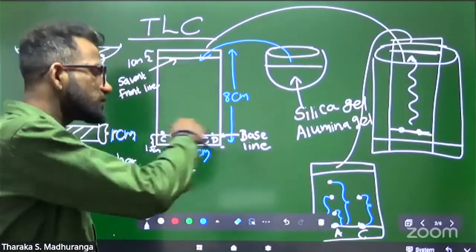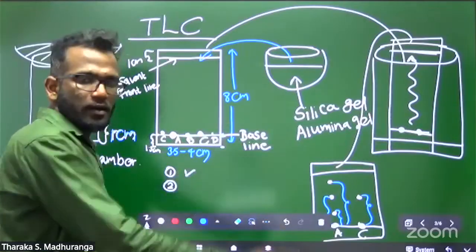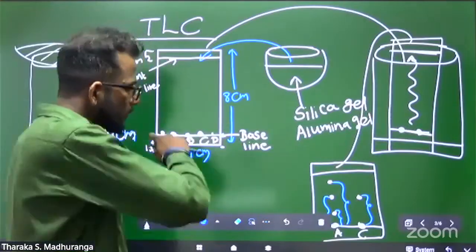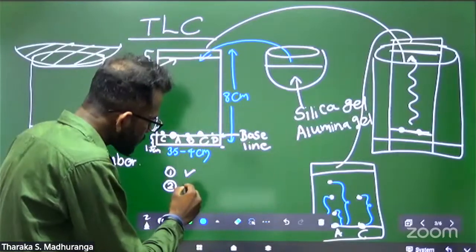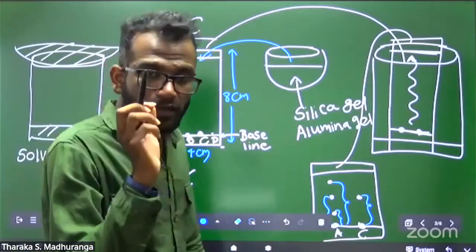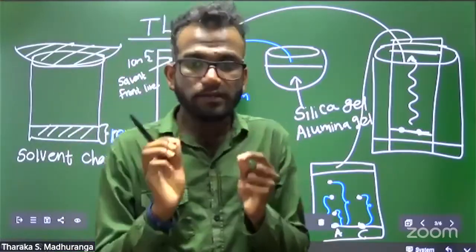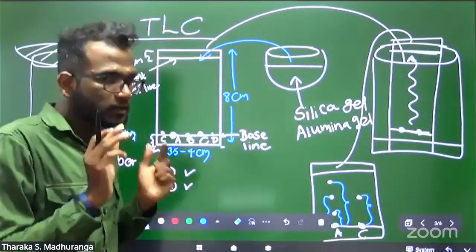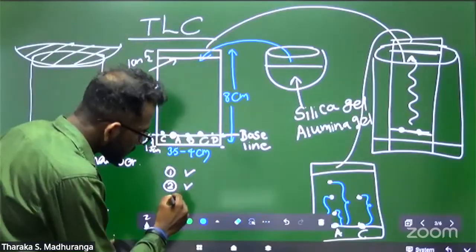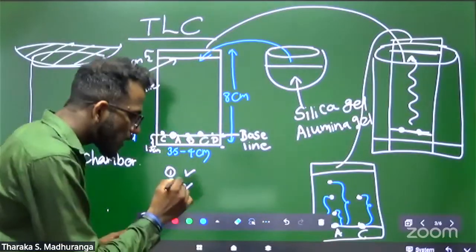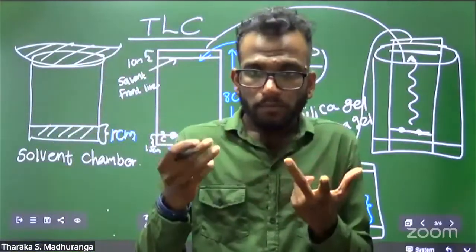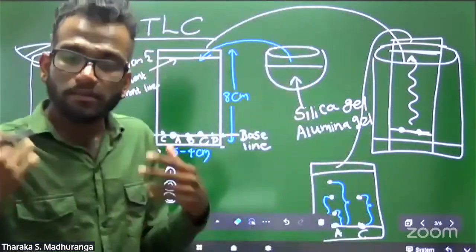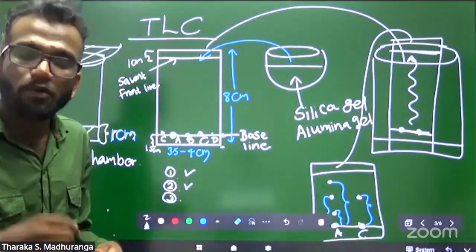When you draw these lines, we need to use the second factor. You have to use a very thin pencil. Okay, a thin pencil you can use. The third factor: you have to be careful to avoid any damage to the paper or thin layer.